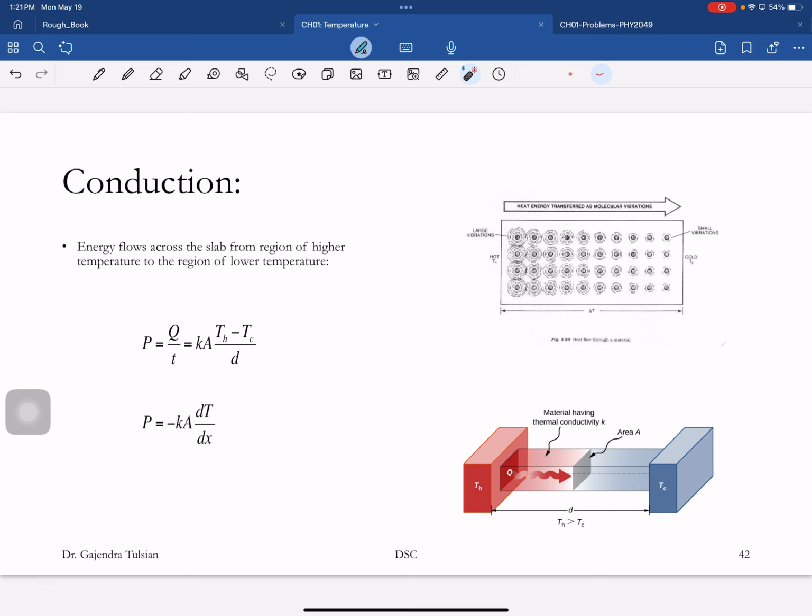So here is a solid. When this end of the solid is hotter, these guys have more energy than these guys. And here's how conductive heat transfer happens. This guy is not going anywhere, he's just vibrating in his location and transfers some of his energy to him. This guy transfers some part of the energy there, and so on. These guys do not leave their average location, but they're just transferring heat to their neighbors. How long does this go on?